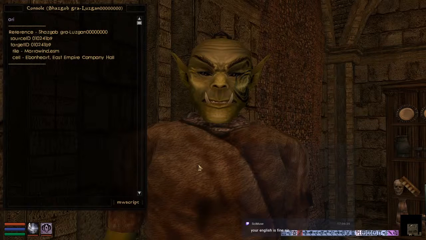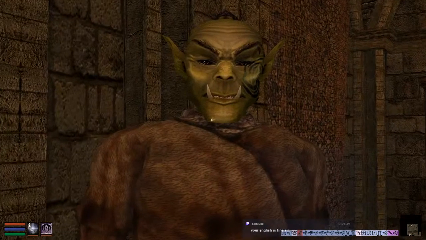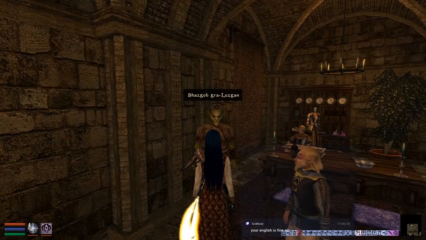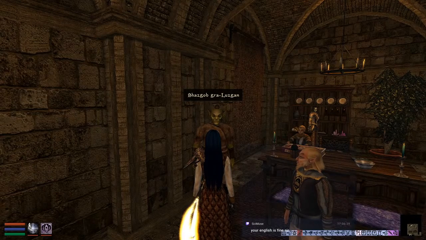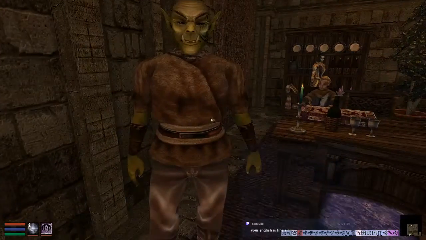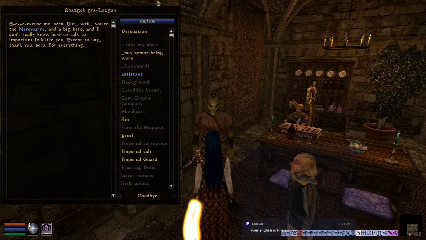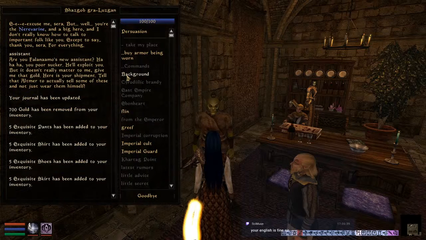I'm a Morrowind standard orc. I don't know. I think he should be called Shadgob Gromol Lasgan, but not 100% sure about it. Anyway, let's talk about our assistant job. I picked up the shipment of exquisite clothes from Shazgob Graluzgan. So, I think we are done here.